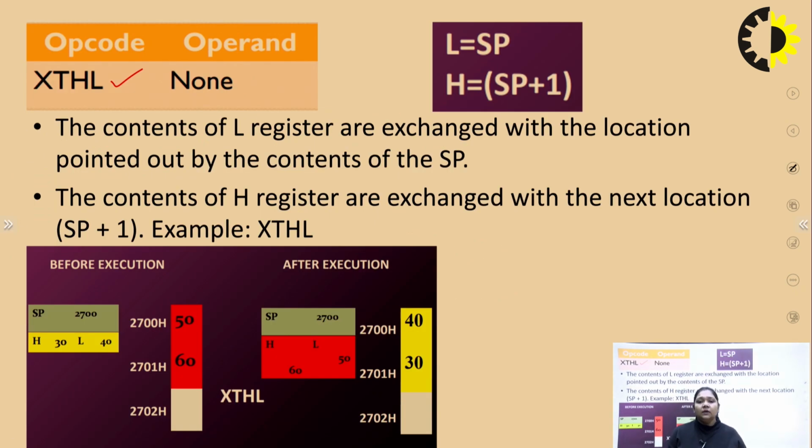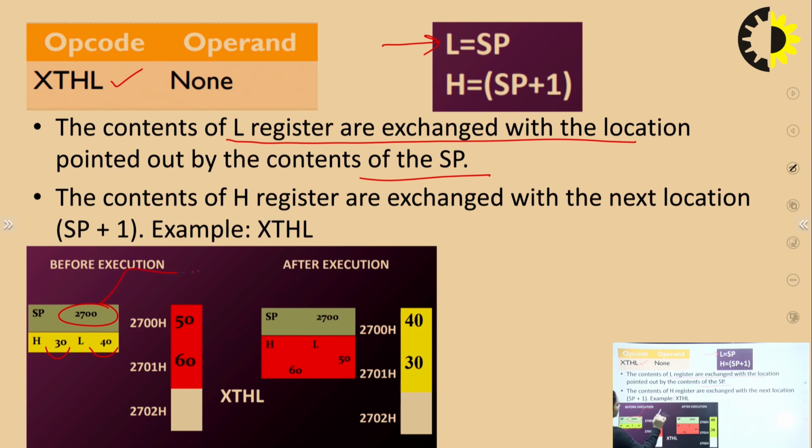Next is XTHL. Now XTHL here denotes we have to exchange the contents. Which contents are we going to exchange? I am going to exchange the contents with the stack pointer here. So the stack pointer is having some data that is going to be copied into register L, and if I increment the stack pointer, it will become SP plus 1. That stack pointer plus 1 address will be having some data, which will be copied into register H. Let's see this with an example. Here the stack pointer is having 2700, H is having 30, L is having 40. At 2700 in the stack pointer, there was some data which is 50H, and after one increment it is 60H. I have applied XTHL, exchange HL pair with stack pointer.